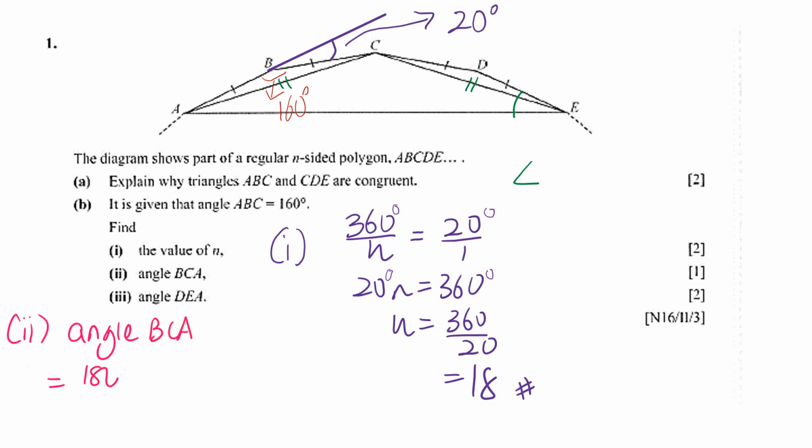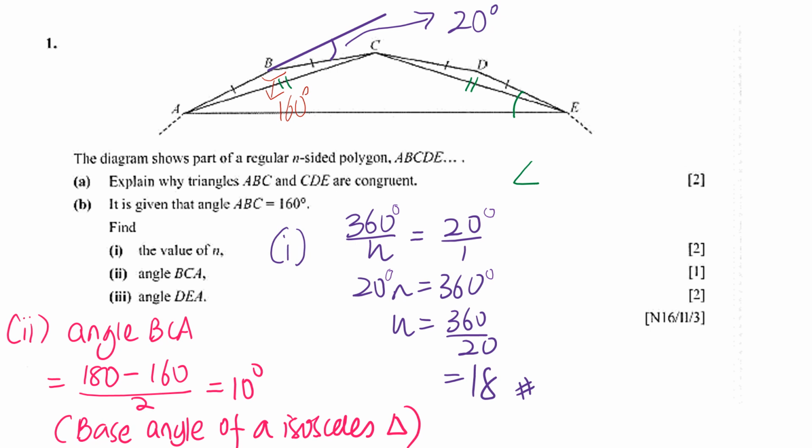angle BCA. Right, so we know that triangle ABC is an isosceles triangle because AB, you see this sides, they're equal. AB is equals to BC, so that makes ABC an isosceles triangle. So just use 180 minus 160 divided by 2 gives you 10. Alright, the reason being base angle of an isosceles triangle. Right, so DEA is slightly harder. DEA is slightly harder as in like to find DEA, I would have to find CEA. Alright, I have to find this one here.